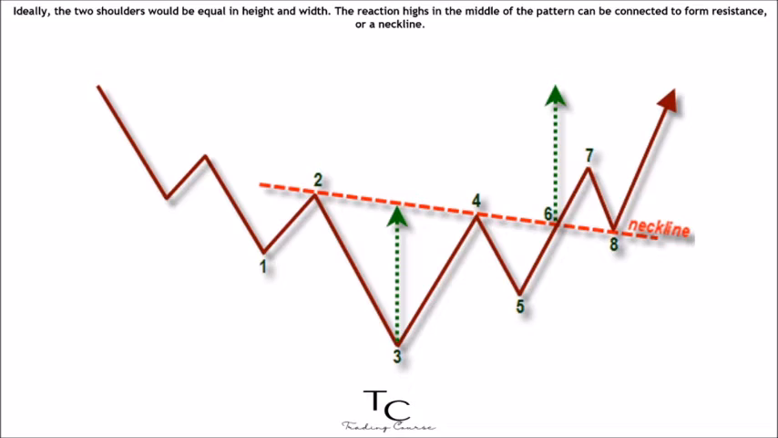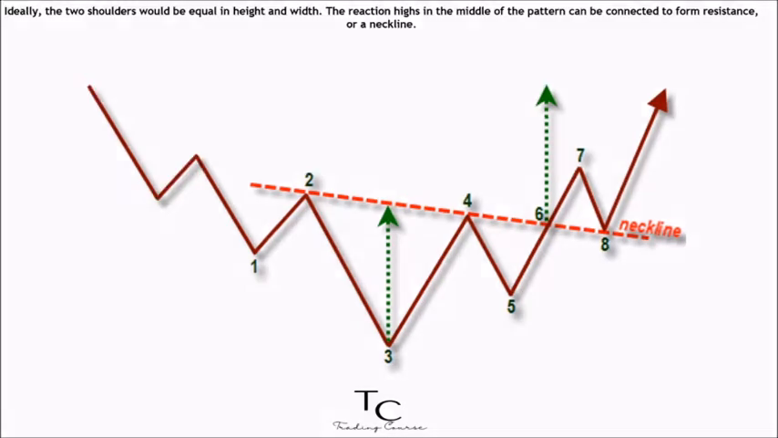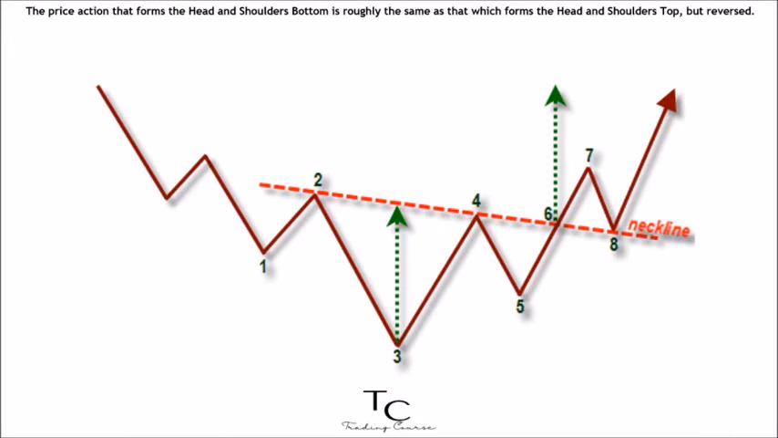The reaction highs in the middle of the pattern can be connected to form resistance, or a neckline. The price action that forms the head and shoulders bottom is roughly the same as that which forms the head and shoulders top, but reversed. The role of volume marks the biggest difference between the two.